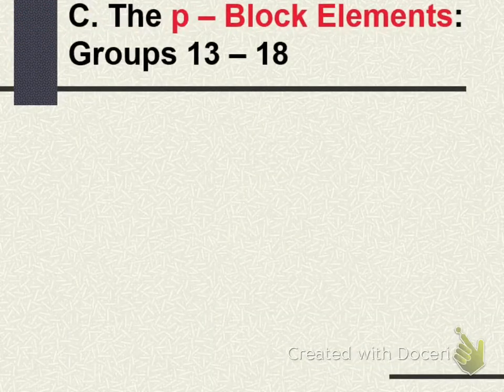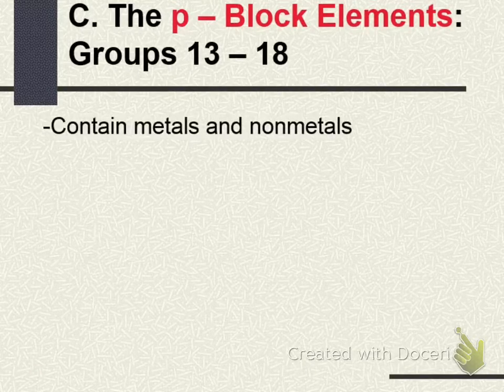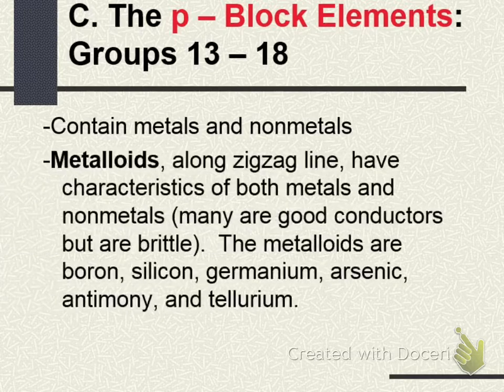The p block, which is groups 13 through 18, okay? The p block means we're filling up the p orbital. They contain both metals and nonmetals, okay? So if you look at your periodic table, I don't know if yours has the zigzag line. If not, we'll do that in class. But there's a zigzag line that starts with boron, and it goes down, and it's like the cross between the metals and the nonmetals.